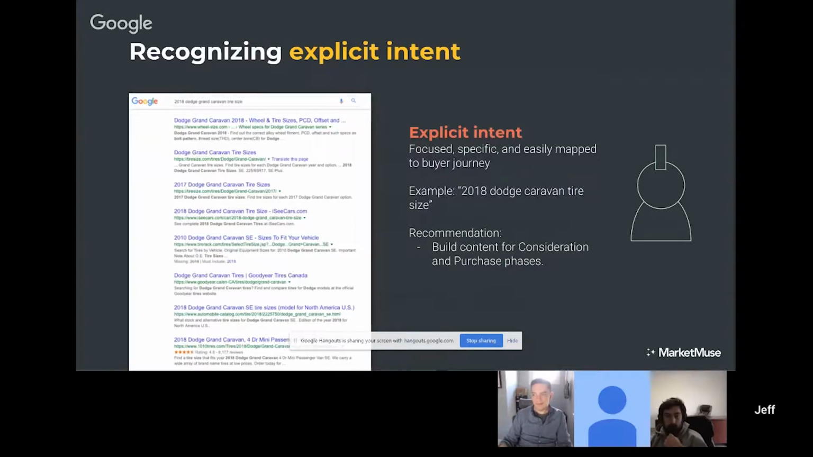I'm looking for the 2018 Dodge Caravan tire size. I love this example. What is it? Is it 16 or is it 35? I don't know. I should probably look at that for this example. But this is where you've got something. There's not a lot of difference in why I would be researching it. Maybe there's a little bit, maybe there's a few nuances, but it's pretty close to explicit intent.